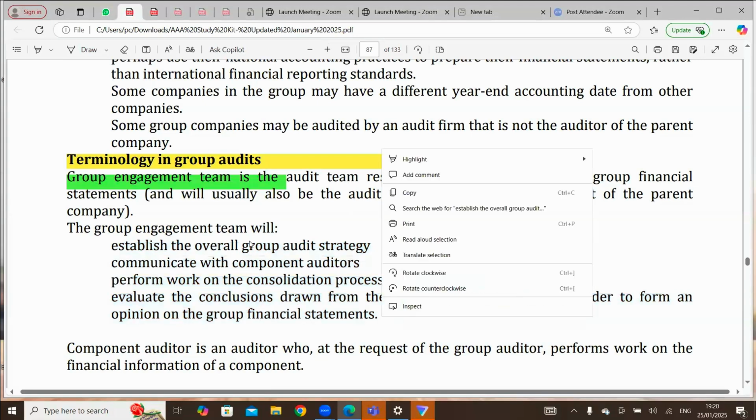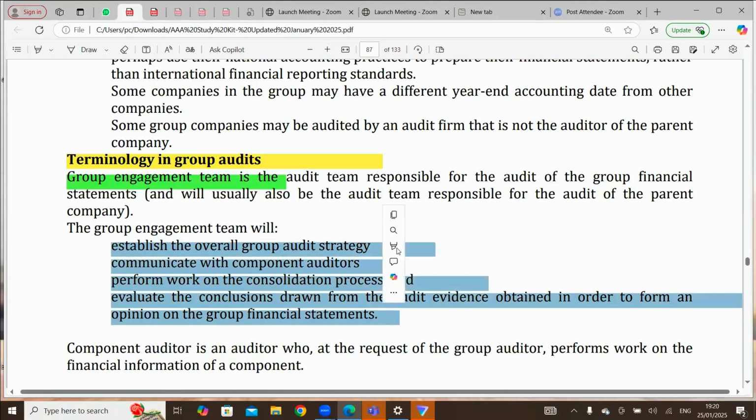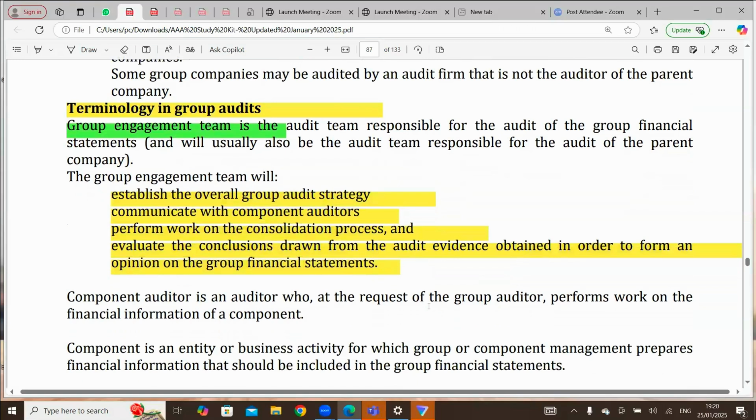So think about the work that a normal auditor would do for a client. That is the extent of work that the group auditor will do for his group. He will establish the overall group strategy. He will communicate with the component auditor. He will perform the consolidation work. He would then evaluate the conclusions, and any opinion that he gives will come from him being the group auditor. He will not say, oh, this information that I got is because of what this person typed in this report. No, he's supposed to give his findings independently.